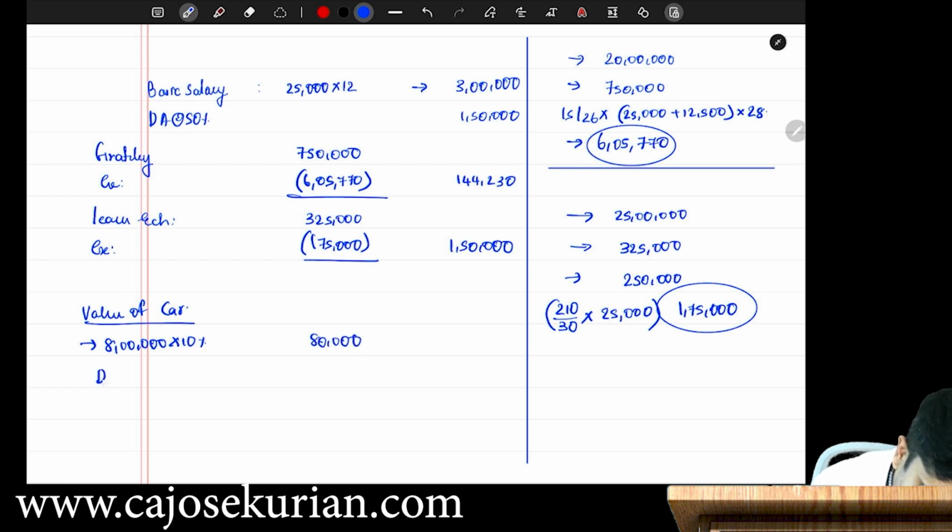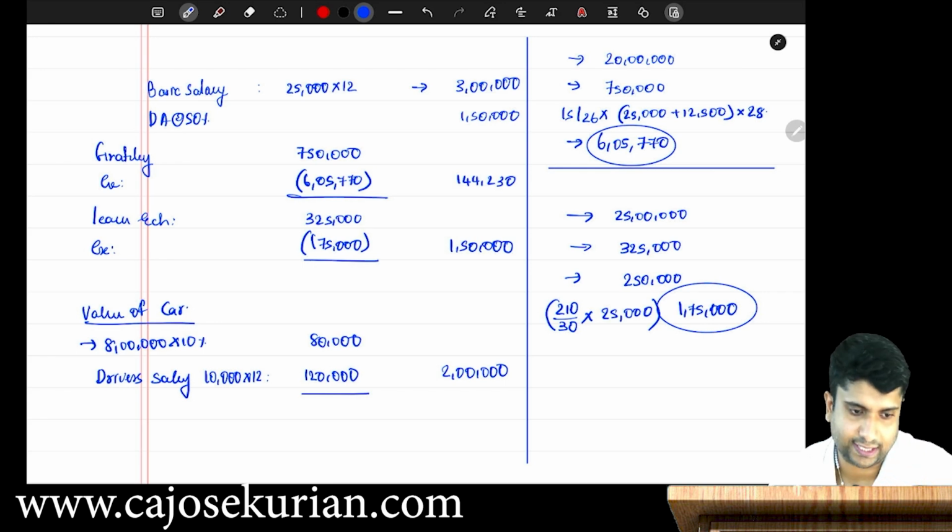Now driver salary. How much is the driver salary? 10,000 per month into 12 months, right? 10,000 into 12 will be 1,20,000. So you tell me how much is the total value? 2 lakh.